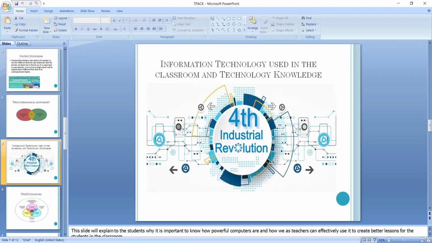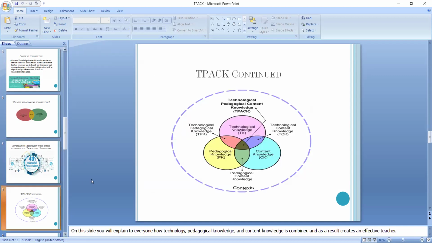So obviously, information technology, again, is the devices that we use. And technological knowledge is, do you actually know how to use those devices in the classroom effectively and in such a way where the students are engaged.